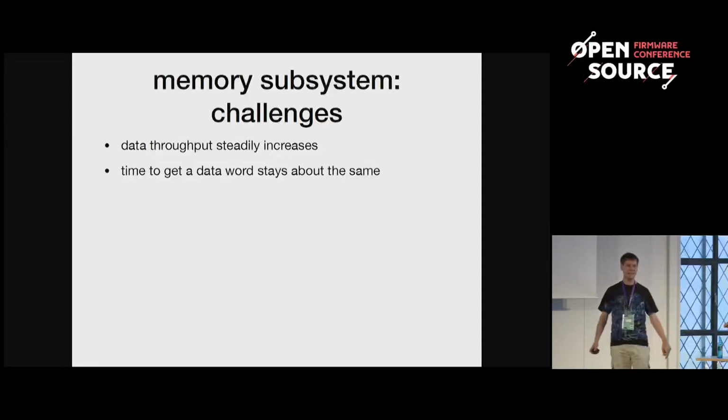So basically the data throughput can be easily increased, but the time to get a certain data word to the processor stays about the same. I think over the DDR 2, 3, and 4 memory generations, there was only a very slight improvement there, but the throughput became much higher.